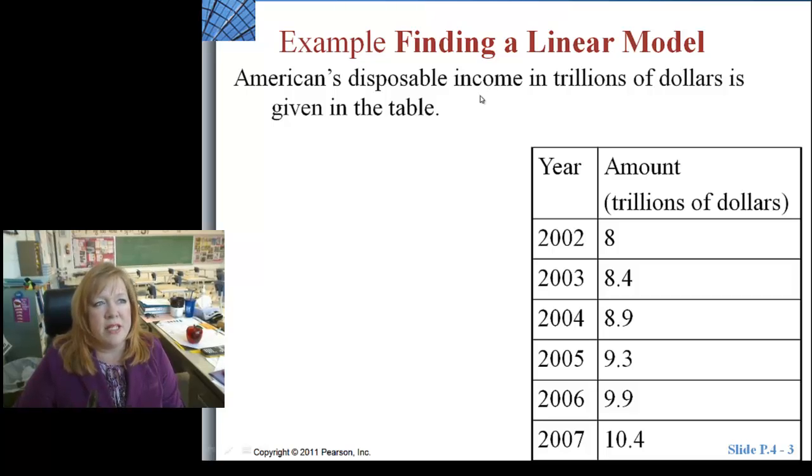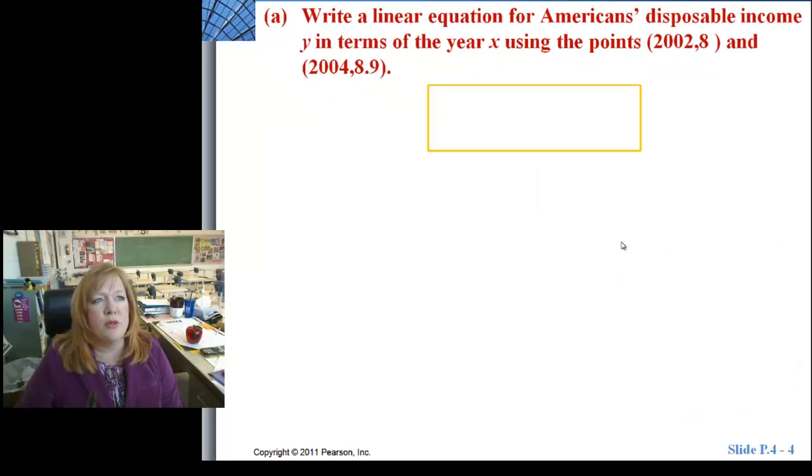So here's the table that they give you on your notes. You'll see the table there, and you're going to have to do 4 things. The first one is to write a linear model of the disposable income. Then you're going to use the model to make 2 estimates. And then we're going to use our graphing calculator to do a scatter plot and graph the line through there. So let's get started with the first one.